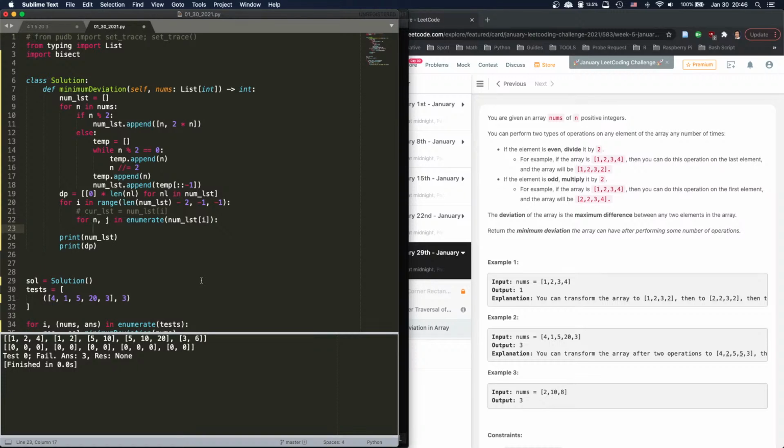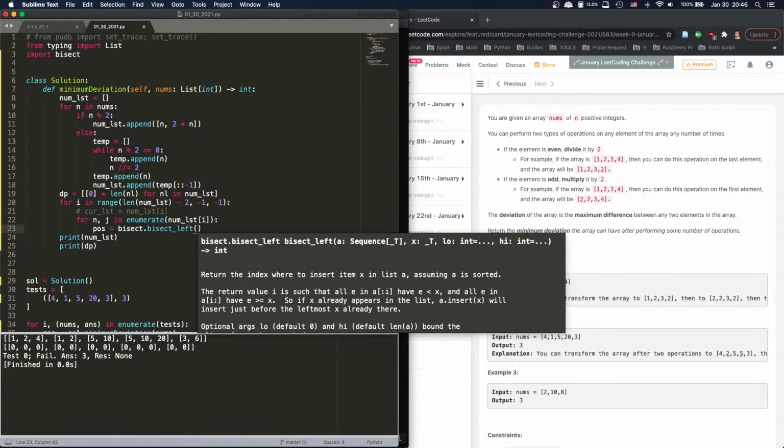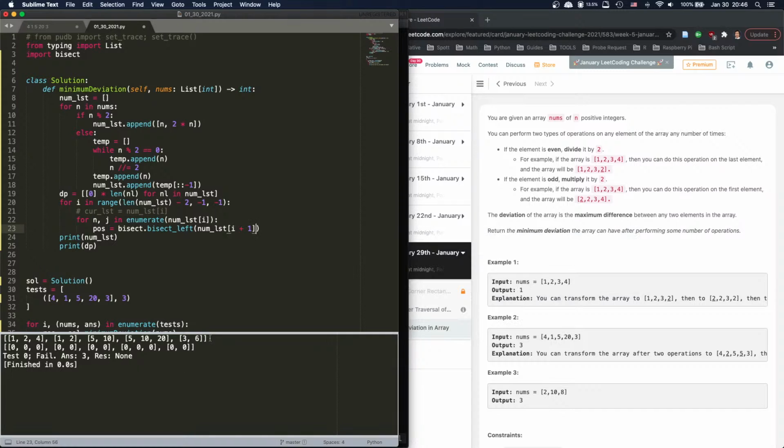So we're going to use bisect left. I'm going to say position equals bisect_left and put a sequence in. The sequence will be num_list[i+1], which is this one, and the value is going to be n. Right. So let's find this out, and then we need to know where it fits.